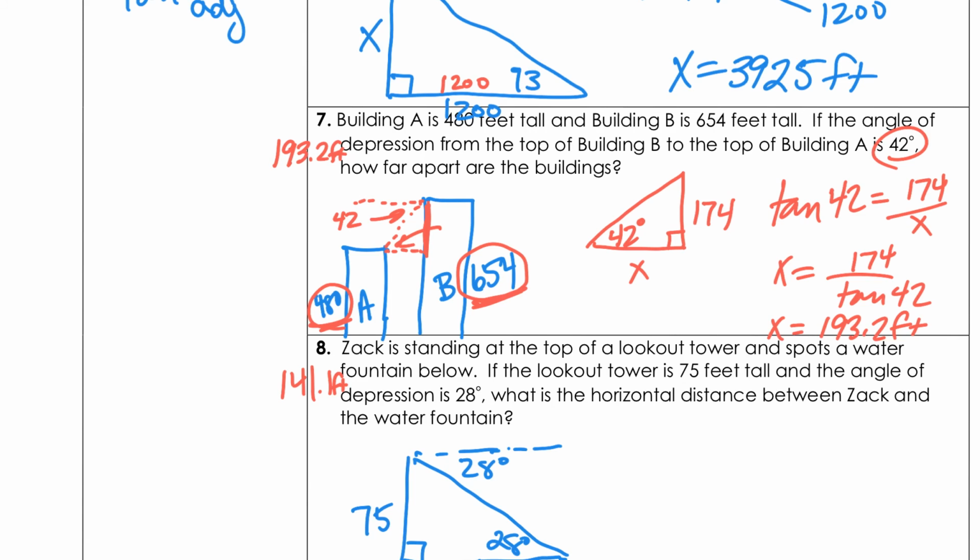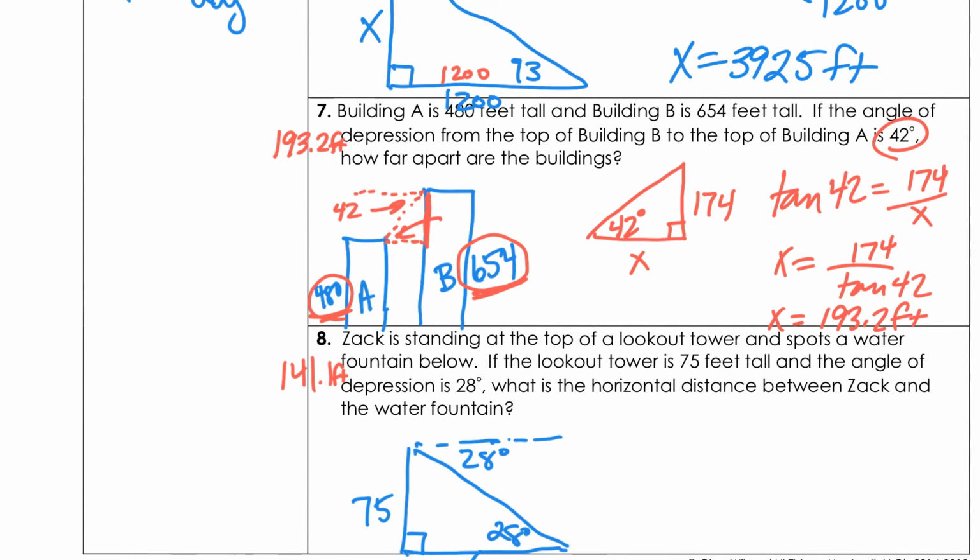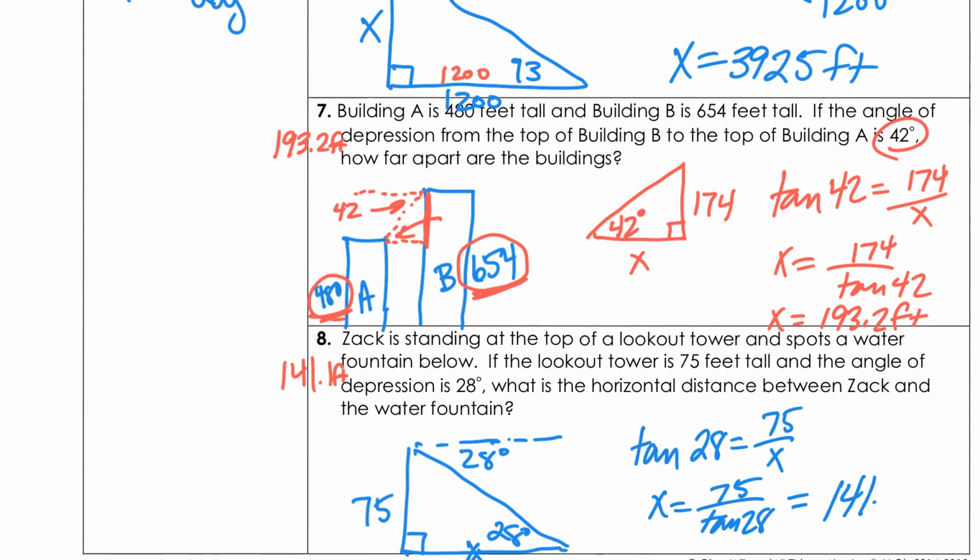The horizontal distance, once again, let me move this up. We are looking for x right here. So that would be tangent 28 is equal to 75 over x. X equals 75 over tangent 28, which is 141.1 feet. So there you have it, angle of depression.